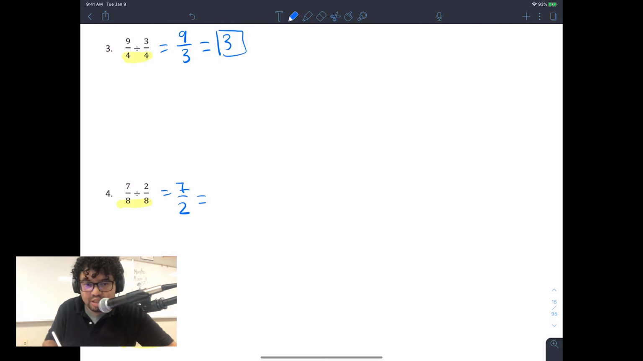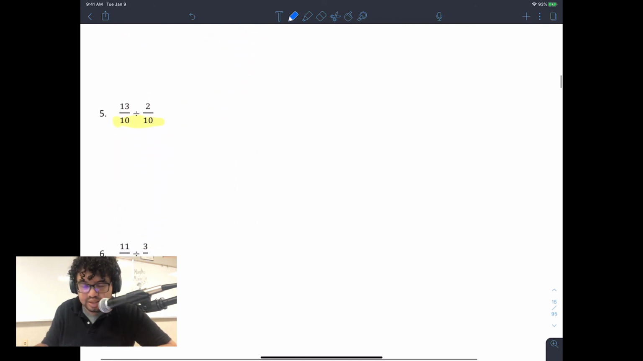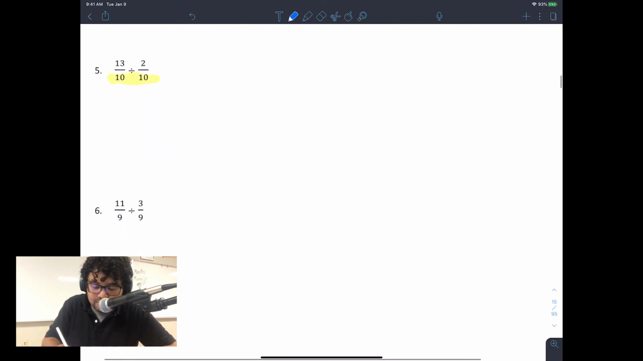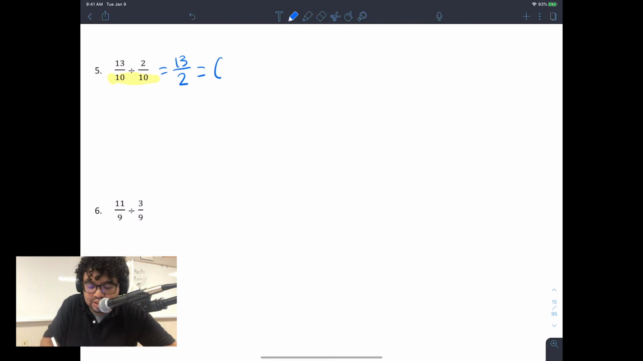Once again, over here, how many times can you fit the 2 into the 7? The answer is 3, but you'll have a remainder of 1/2, and that's your answer. So I did this very, very quickly. And on number 5, same thing, right? See here, my denominators are the same, so my answer on my numerator is the first one divided by the second one. So I asked myself, how many times can I fit that 2 into the 13? The answer is 6 times, and I'll have a remainder of 1/2. Okay, so they all work the same way.